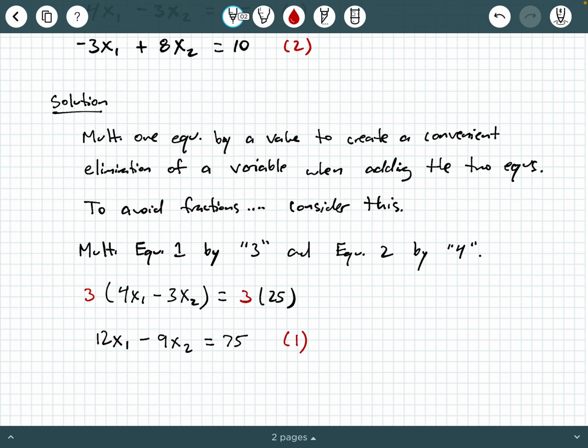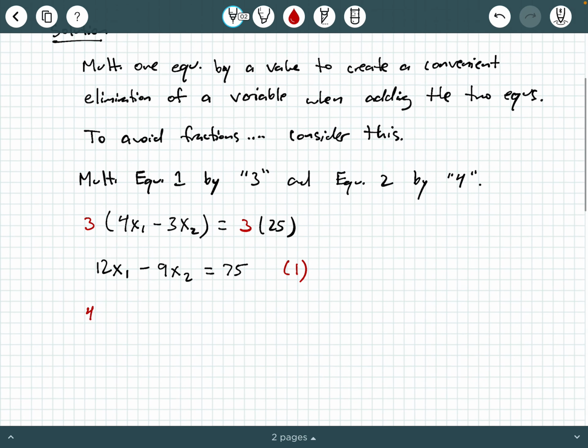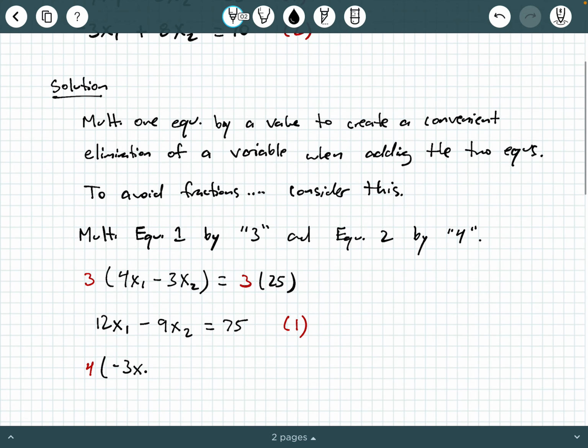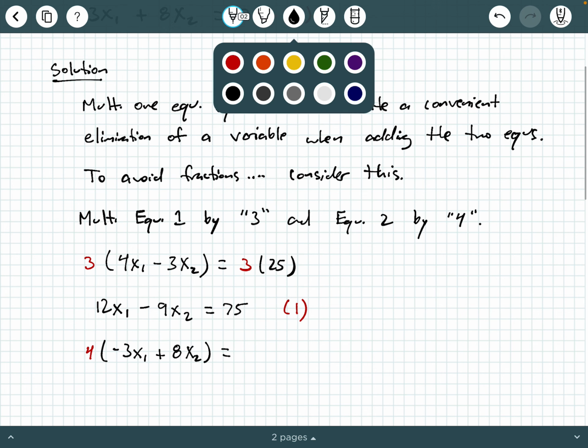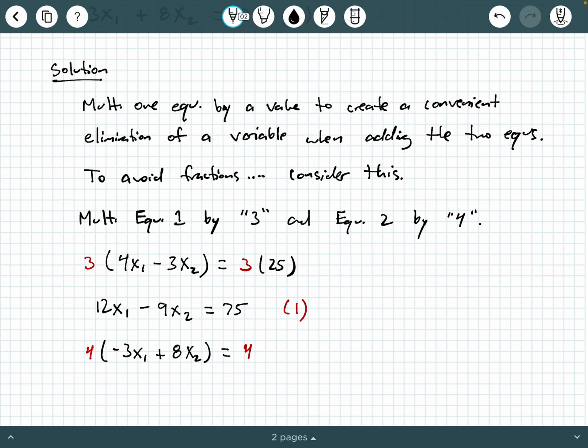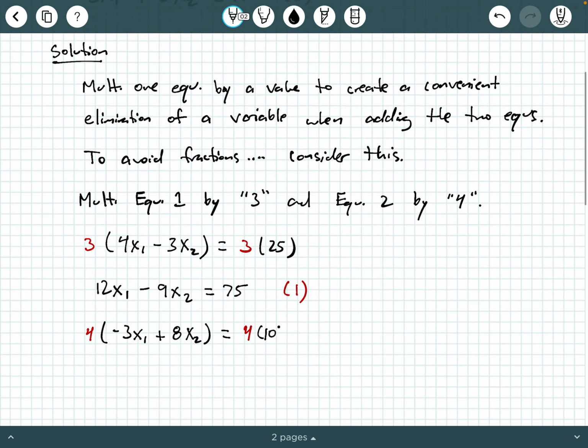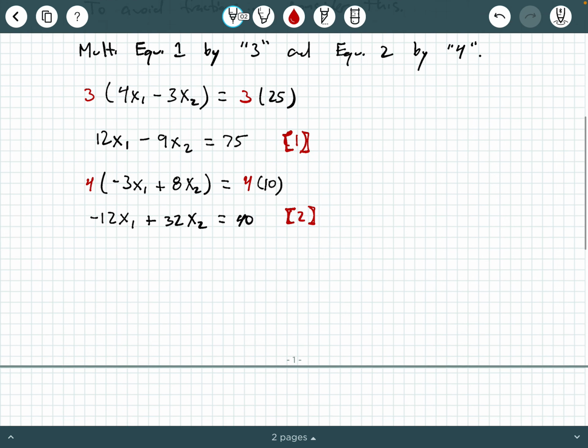And then watch what I'm going to do to equation 2 now. I'm going to multiply equation 2 by the constant 4. Negative 3x1 plus 8x2 equals the constant 4 times 10. And I work this out. I get negative 12x1 plus 32x2 equals 40. And this is the new version of equation 2 over here. Maybe put my equation labels in brackets so we don't accidentally think we're multiplying some stuff together.